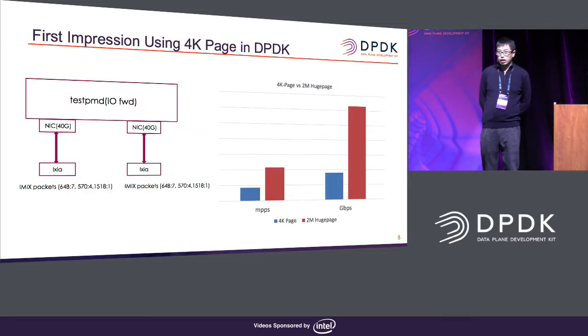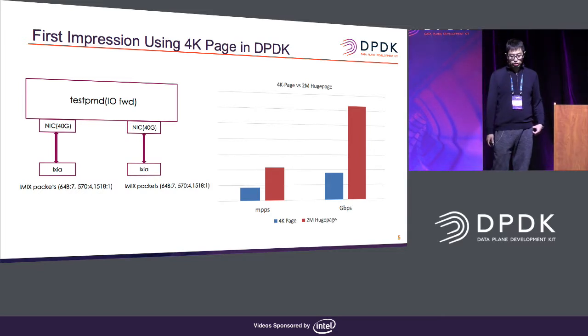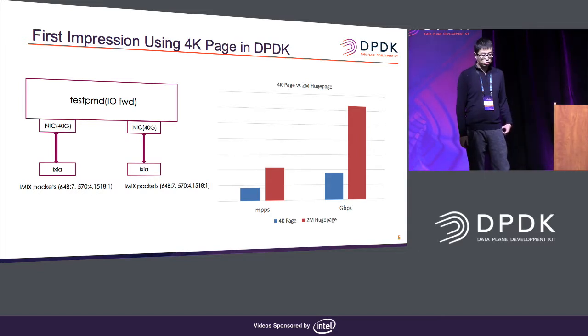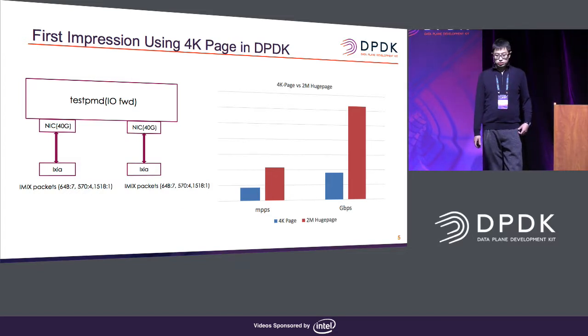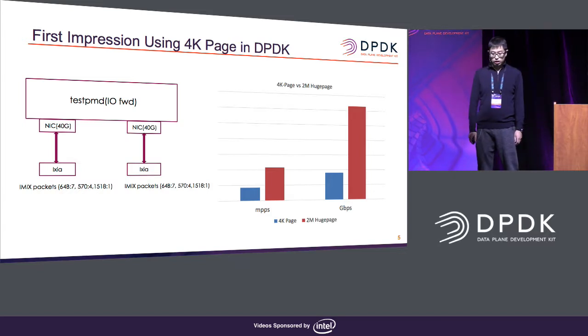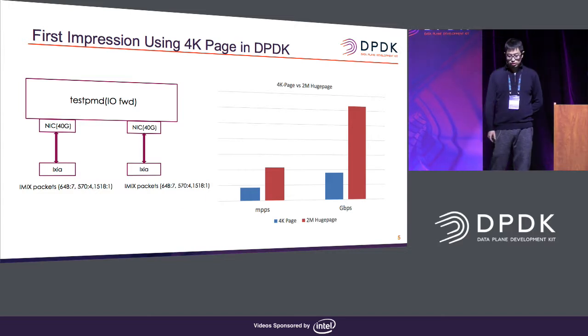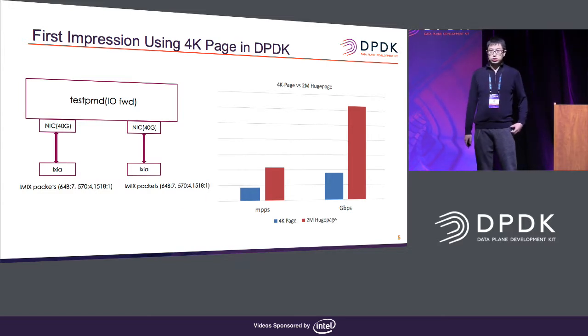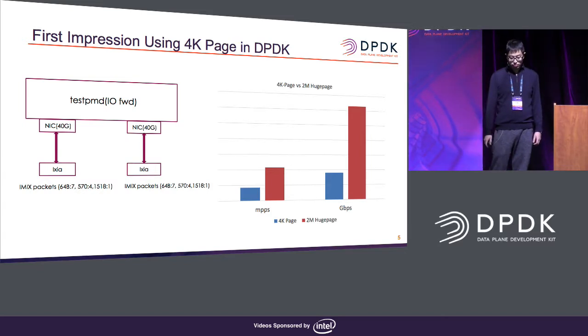So let's see a very simple test topology using DPDK testpmd with two NICs bound and doing dual forward. Each 40 gig NIC will connect to Ixia, and Ixia will generate IMIX packets. So the first impression is that 4K page has very low performance, right? Both in Mpps and Gbps results. This is the first performance result. So we will try to see what causes this low performance and what the performance bottleneck is.